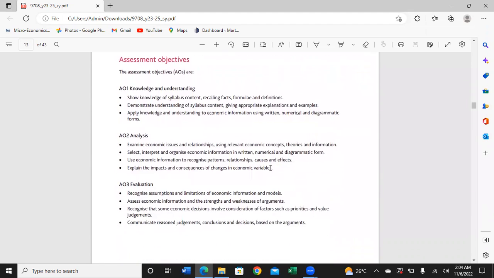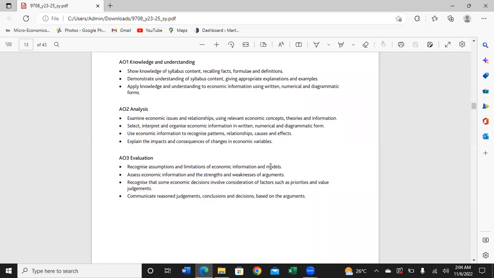So these are the assessment objectives. What will Cambridge be assessing in your answers? The first thing is knowledge and understanding of the topics, facts, formulas, and definitions. If you know every topic, you have to write the knowledge and understanding that you have. If you have a graphical approach, draw them; a numerical approach, a diagrammatic approach, everything you know, you have to express it.